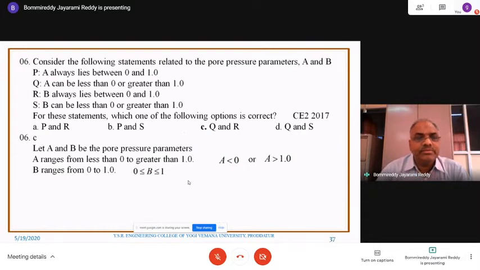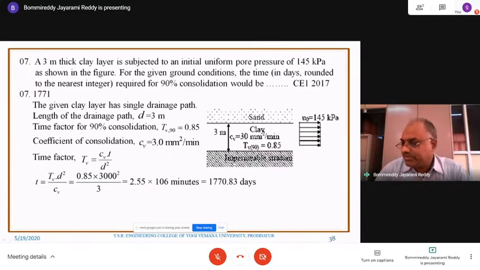The next one, of course, will be covered in the next chapter. Seventh question. It is in 2017. Almost every year, questions will be there on the consolidation chapter because it's an important chapter. A 3-meter thick clay layer is subjected to an initial uniform pore pressure of 145 kPa as shown in the figure. So initial pore pressure U naught equal to 145.